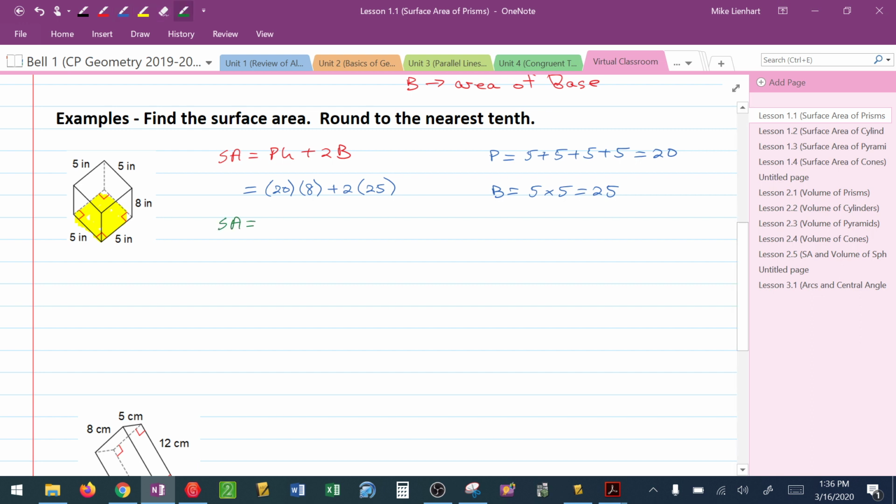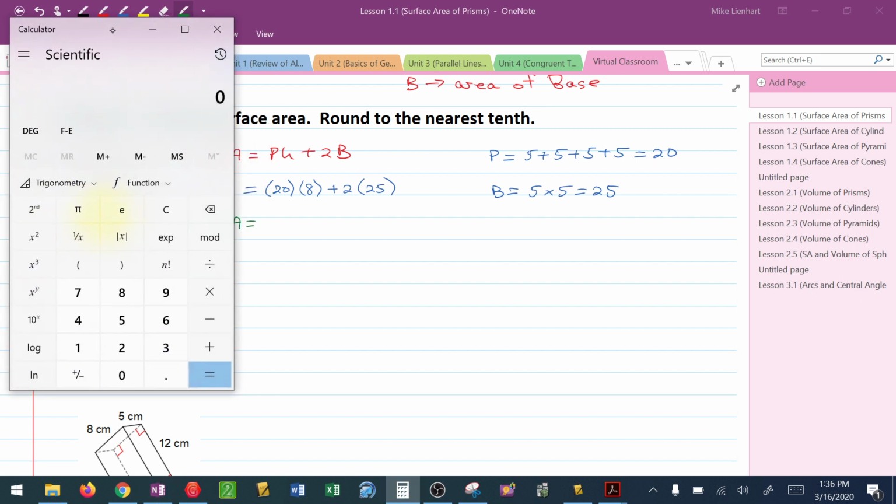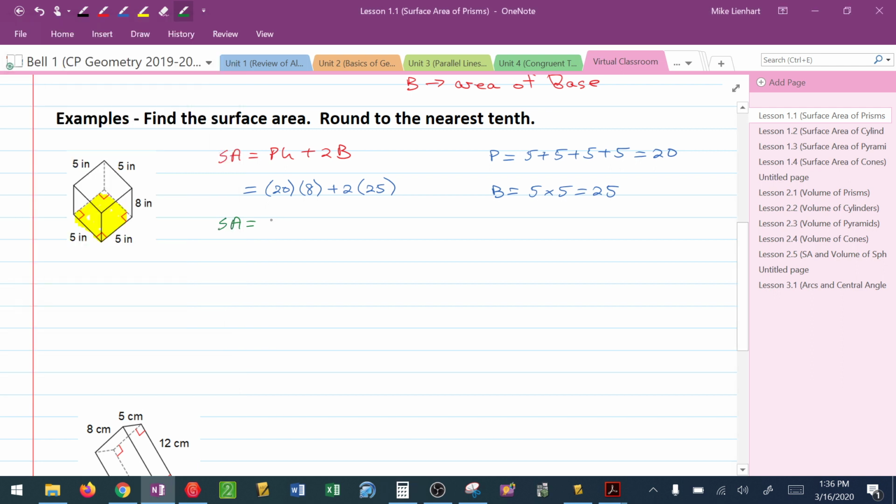The third thing, to figure out the surface area, I can simply use a handy-dandy calculator here. I'm going to take 20 times 8 plus 2 times 25. Or I could do the work mentally. But either way, I'm going to end up with a surface area of 210. And I need to make sure that I label this inches, and because it's area, square. I'm going to box up that final answer.